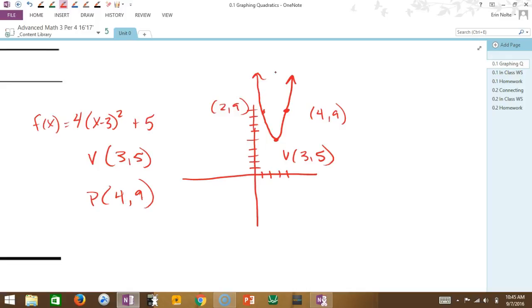Okay, so if my slope or my a value is 4, what am I going to do from my vertex? What's the slope from the vertex with my a value involved?